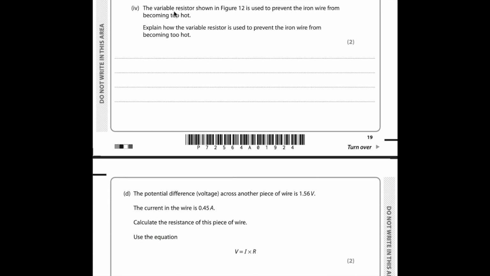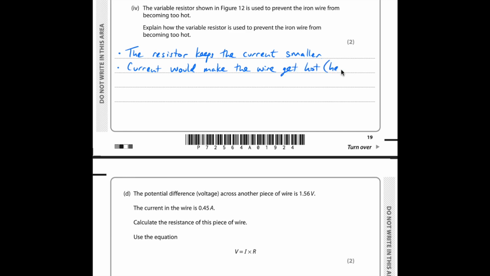Part 4. The variable resistor shown in figure 12 is used to prevent the iron wire from becoming too hot. Explain how the variable resistor is used to prevent the iron wire from becoming too hot. Right, we use resistors to control the size of the current. So the resistor keeps the current smaller. So current would make the wire get hot or heat up. So smaller current means less heat.